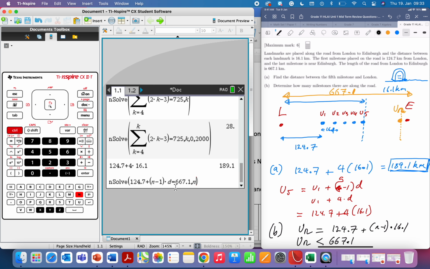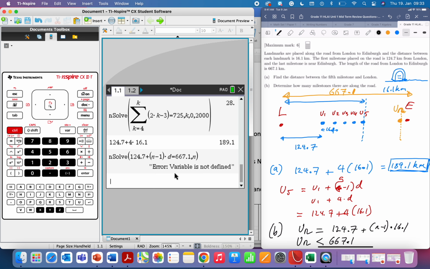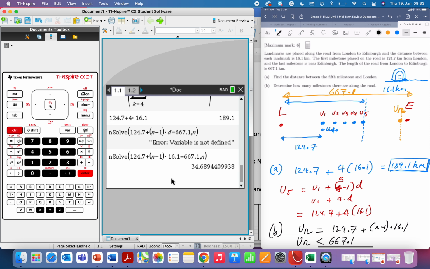Oh, yeah. So let's just see what happens in an exam when you just do what I've done. Ready? Variable is not defined. So we've got d and n in there. You can only solve for one missing variable, all right? So that will be an indication to you that you forgot to put in the value of d, which is 16.1. That looks okay.